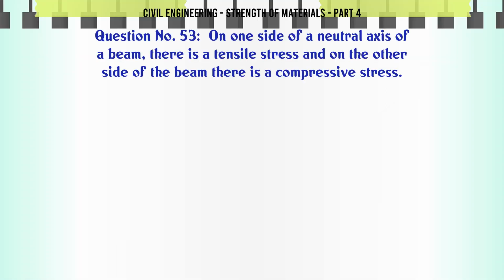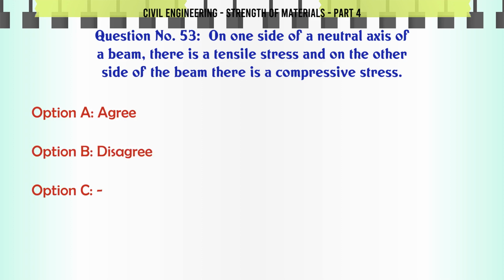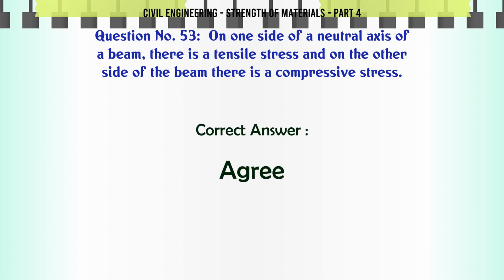On one side of a neutral axis of a beam there is a tensile stress, and on the other side of the beam there is a compressive stress. A. Agree. B. Disagree. C. D. The correct answer is agree.